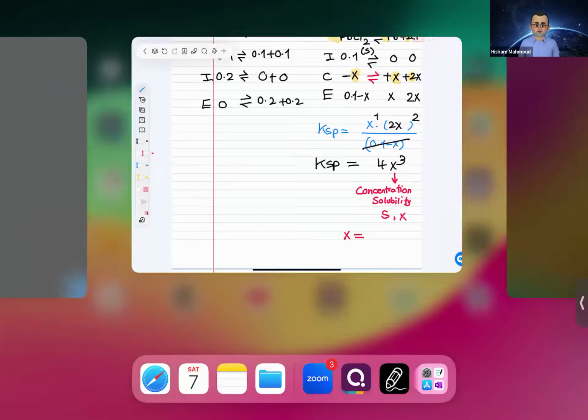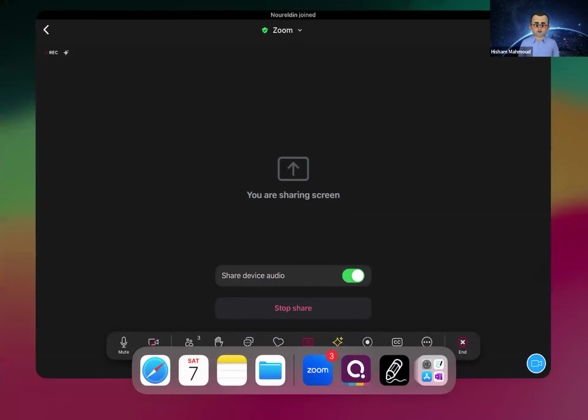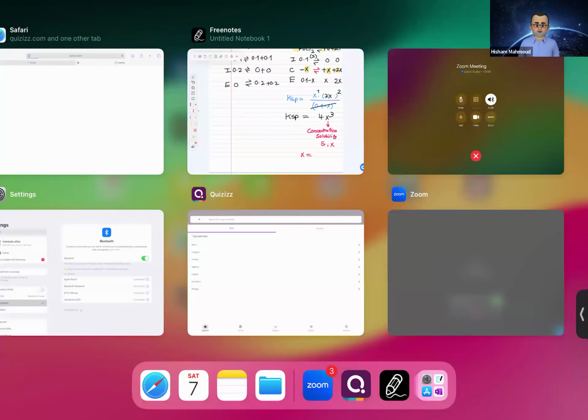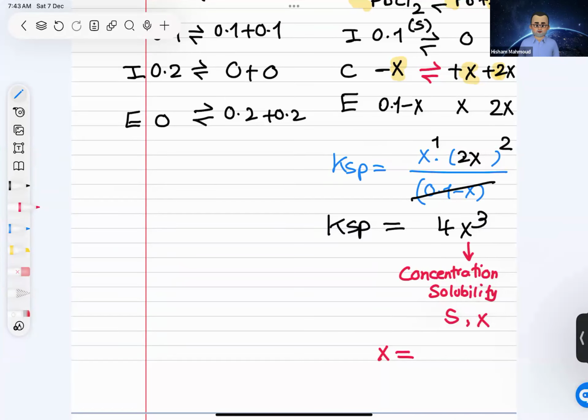How do I do that? I just put X is equal to the cube root of KSP over 4. How did I do that? I divided both sides by 4, and then I took the cube root of both sides.